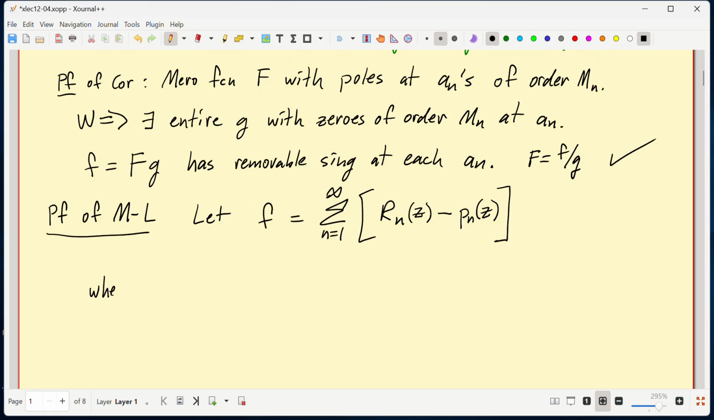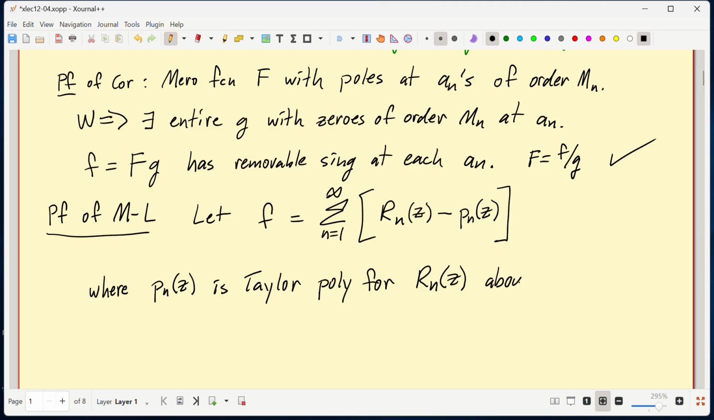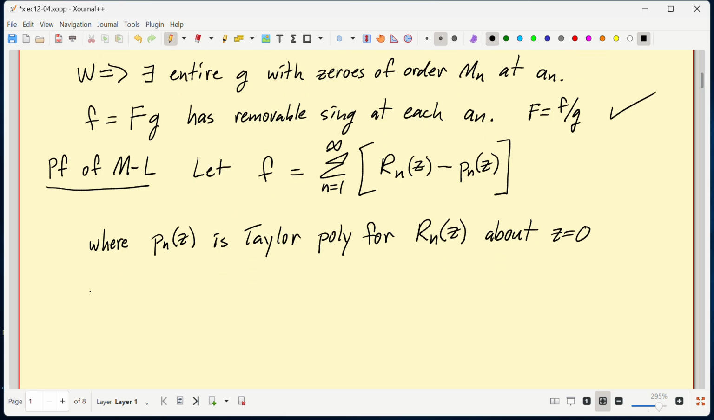Where Pn of z is the Taylor polynomial for Rn of z about z equals 0, such that we want Rn of z minus the Taylor polynomial to be less than 1 over 2 to the n, so really small.